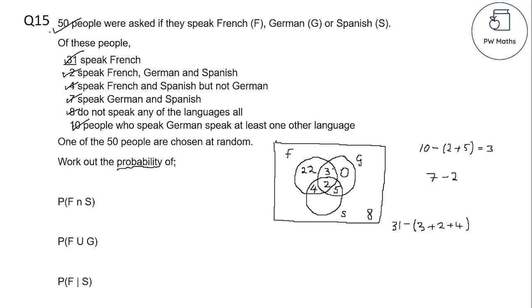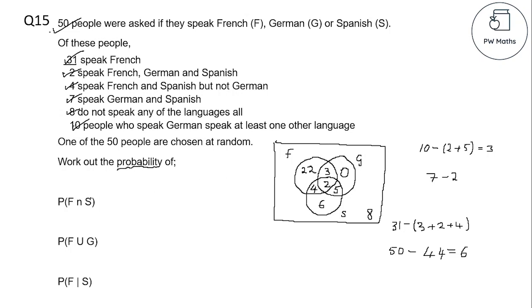Now I'll check my answer. I'll check my answer by adding all the numbers up. I'm hoping it comes to 50. 22, add 3, add 4, add 2, add the 5, add the 8. Well, it actually comes to 44. We seem to have lost 6 people. I think they speak just Spanish. And we'll double check we've done that right by adding them all up. And it does, in fact, come to 50. So we've done that bit fine.